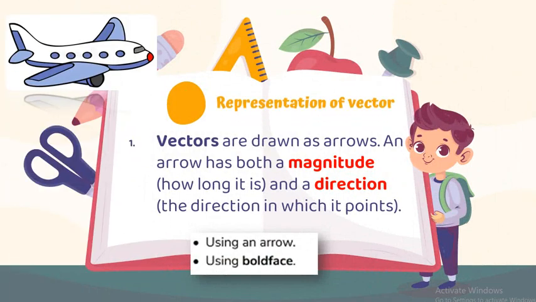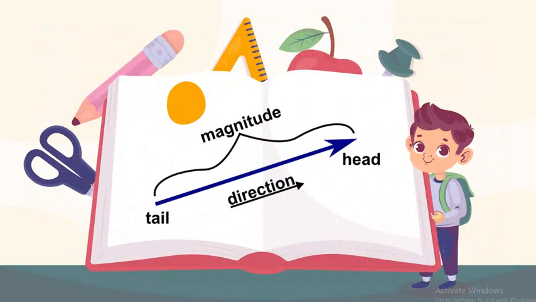How do we represent vectors? Vectors are drawn as arrows. The arrow has both a magnitude, how long it is, and a direction, the direction in which it points. We can represent vectors by using an arrow or a bold-faced letter. So this is the representation of a vector. The length of the vector represents the magnitude, whereas the arrowhead represents the direction. The arrow has a head and a tail.